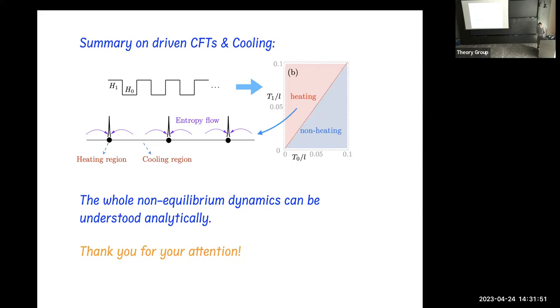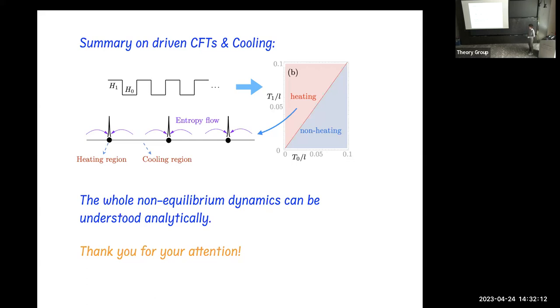Yeah. So if I understood correctly, you have a particular solvable model where you can get this kind of phase diagram and this heating and non-heating regions. How stable is it? Like if you somehow perturb it a little bit? Yeah. I want to say this heating phase is not stable.